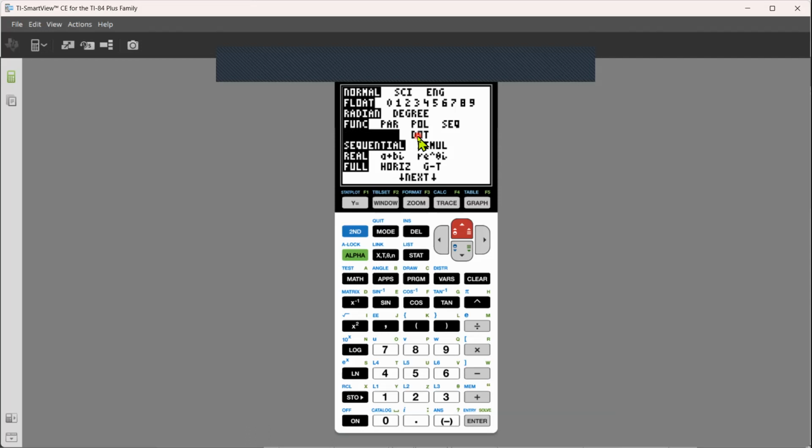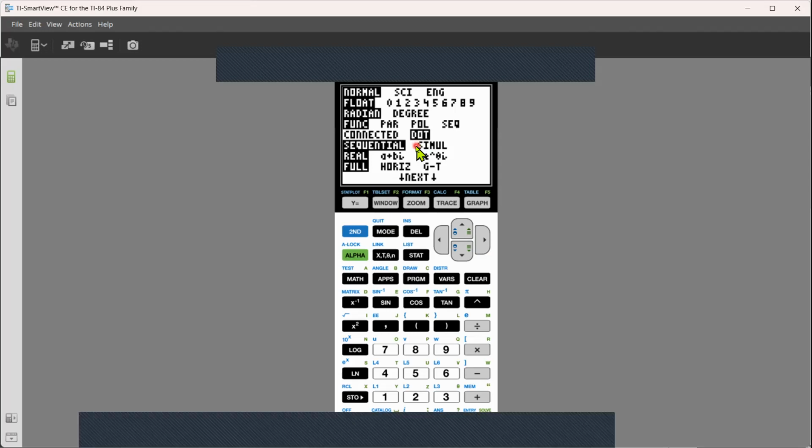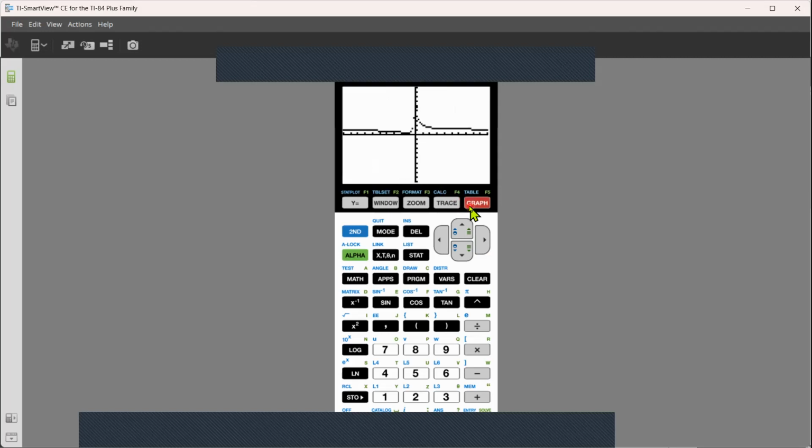I see radian, function, thick, sequential, real, and full. I don't see it connected. Okay, so maybe it doesn't. I'm not sure, I'll have to look it up, but if you're in that situation where you can do it in a dot mode, let me show you this. Well, there's thick, and then right next to it is dot thick.